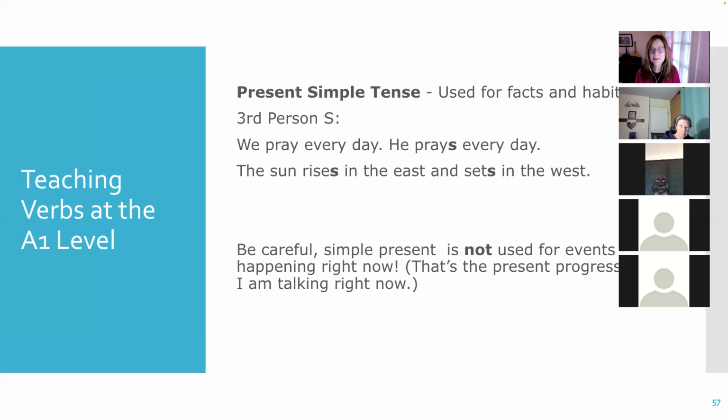If we are talking about something that is happening right now, right this moment, we use the present progressive. It's also called the present continuous. So I can say, right now, I am talking. We don't say, right now, I talk. We have to use am talking with the ing to talk about things that are happening right now. And so students need to understand the differences between the present progressive and the simple present tense, and when to use those.